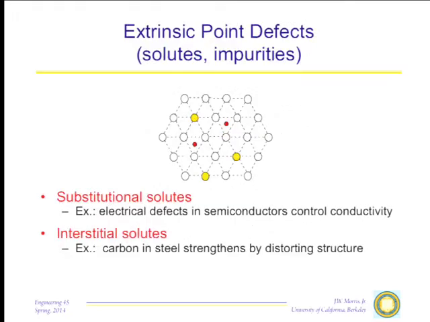Extrinsic point defects, again, can be substitutional or interstitial. A substitutional defect is just a site at which the wrong kind of atom appears, whether that's a solute or an impurity, it just depends on whether we want it or not. The interstitial solutes sit in interstitial sites. These are ordinarily rather small atoms or ions that can fit in these rather tight spaces in the interstices.